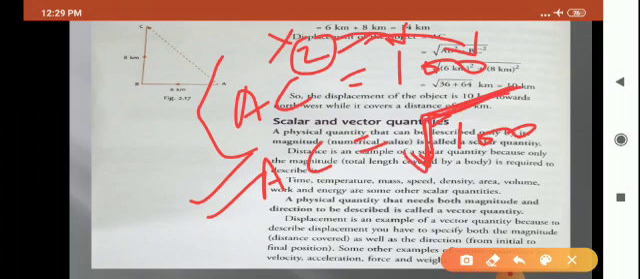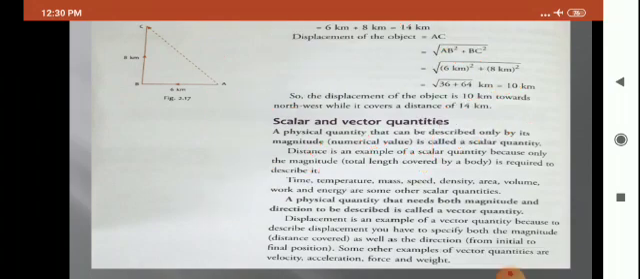This under root or square root, under root 100 means AC is equal to under root 100. In your book it is given too short, you can note down my steps which I am doing. Okay, so AC is equal to under root 100.